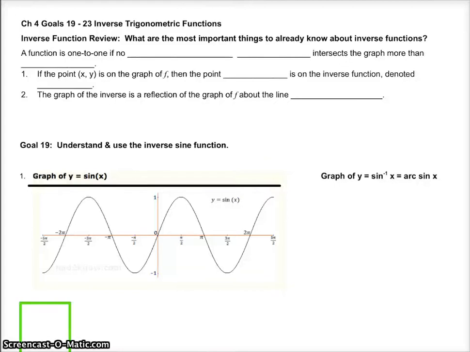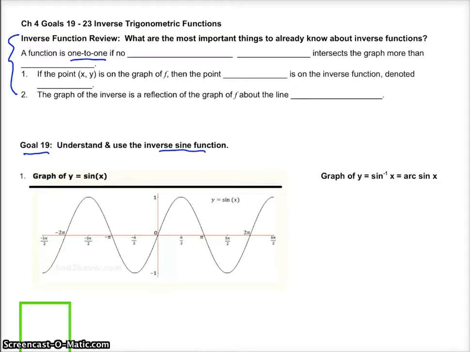This is Chapter 4, Goal 19, and we're talking about the inverse sine function. Before you can fully understand the inverse sine function, I want us to review a few facts about inverse functions themselves. In order for a function to have an inverse, that function must be a one-to-one function.